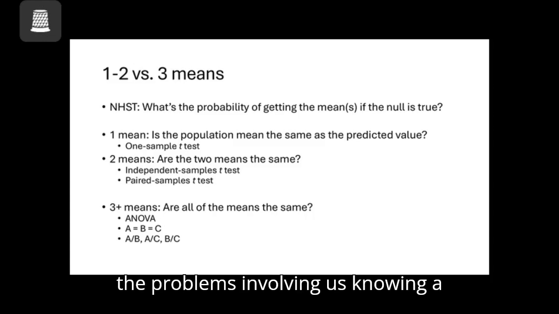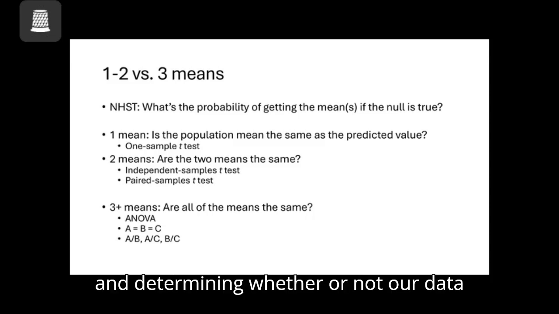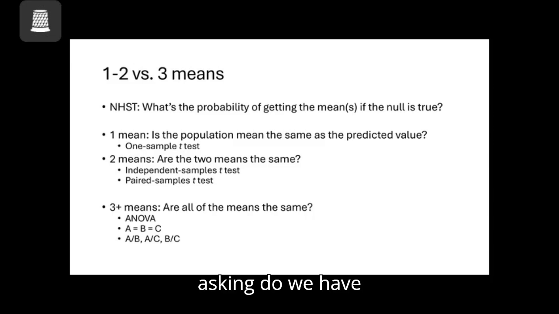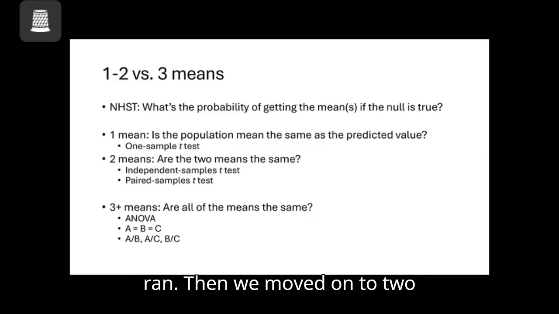We worked through the problems involving us knowing a supposed or a predicted population mean and determining whether or not our data matched up with the predicted value. Asking, do we have a full 2 scoops of raisins in our raisin bran?